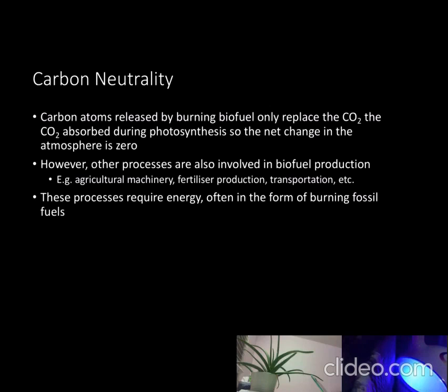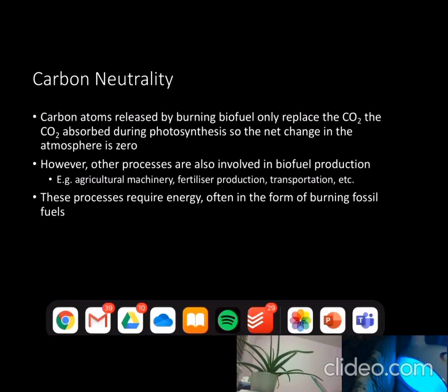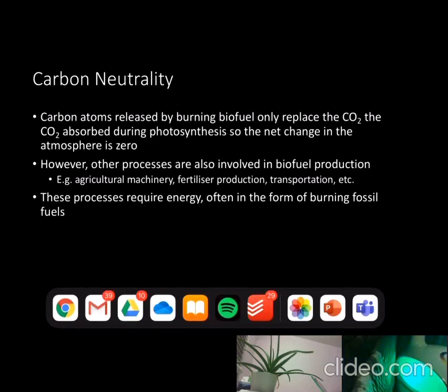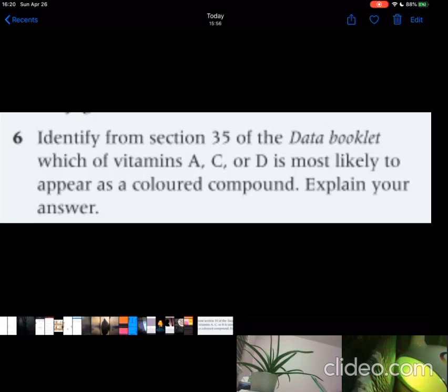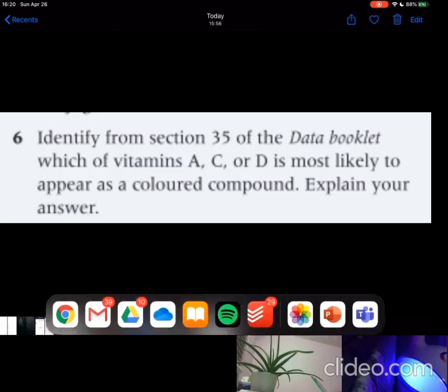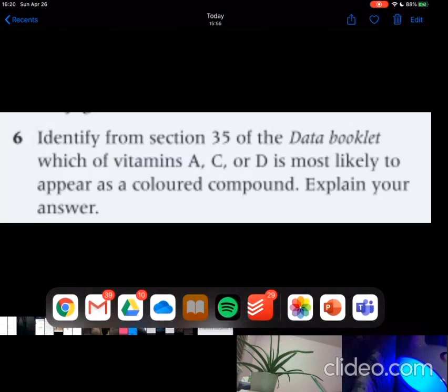Yeah, so we wanted to go over... we thought we'd go over one of the questions. We thought C4 question 6 was pretty good. Oh, here we go. So it says, identify from section 35 of the data booklet which of vitamins A, C, or D is most likely to appear as a colored compound, and explain your answer. So I'm going to pull up the data booklet here.